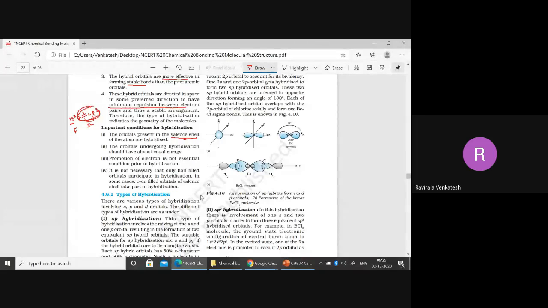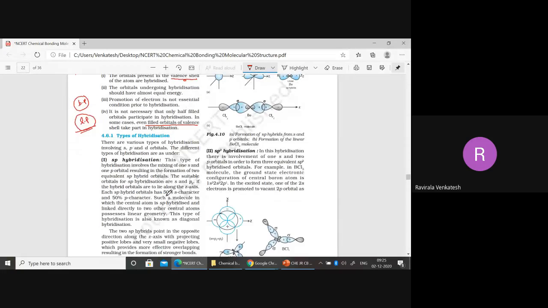If we do an example, we get all these things. It is not necessary that only half-filled orbitals participate in the hybridization. In some cases, even filled orbitals do. In the last class, I told you that only unpaired electrons participate in bonding. But here, even lone pairs will participate in the bonding. Previously we took only bond pairs participating; now the filled orbitals will also participate in the hybridization.